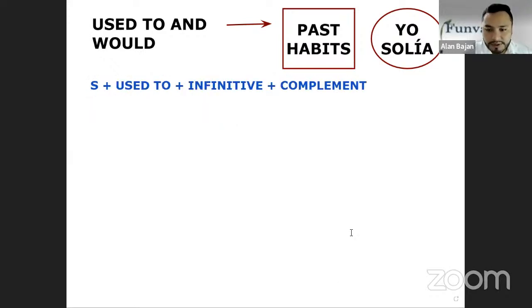What is an infinitive verb, teacher? An infinitive verb is a verb in the original form. For example, to play, to dance, to see. Okay, the verb in the original form is in infinitive. So let's create some examples here.